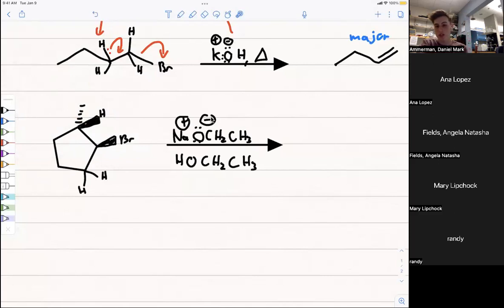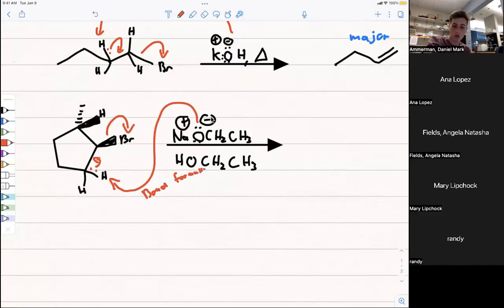So we kind of have two options. We want to follow Zaitsev's rule and make the more substituted pi bond, but there's a problem with that right here because we want to make this one, but we would have to take a syn hydrogen, which we can't. It has to be an anti-hydrogen to the leaving group. So we have to use one of these instead of this one. So this O is going to come grab it, and the electrons in the hydrogen are going to move into the bond, and the bromine is going to leave. So this was bond formation.